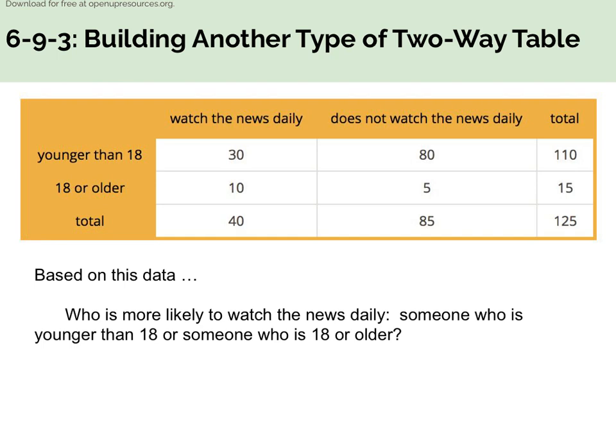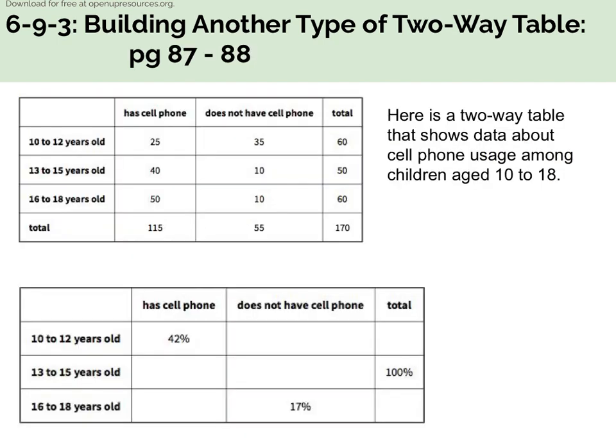So just looking at this information, there are more young people who watch the news than the older ones. So those who watch the news, younger than 18 is 30. Watch the news, older than 18 is 10. So based on this information, the younger people will watch the news more than the older. Now, that might not be true for everything, but just with the information that we're following, that's what we get from this. So let's go ahead and turn to page 87 and 88.